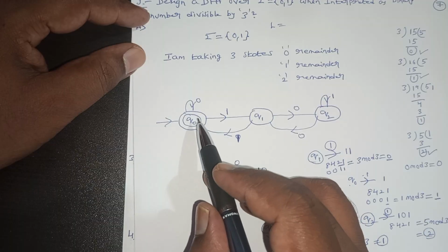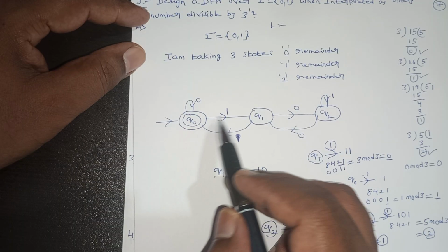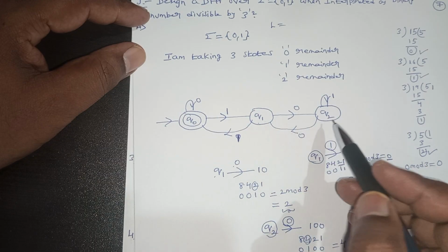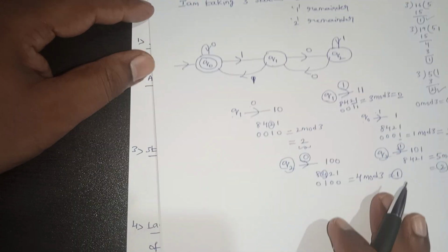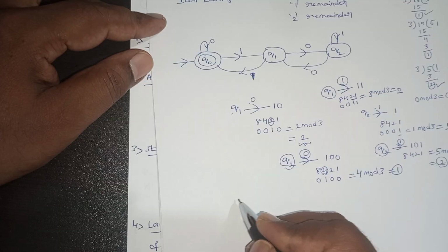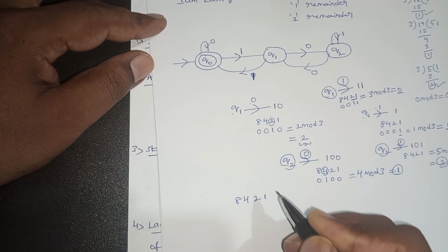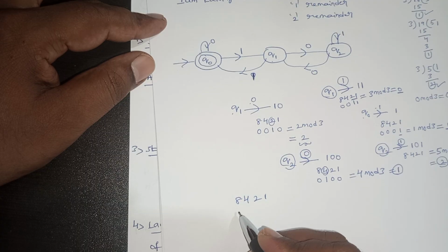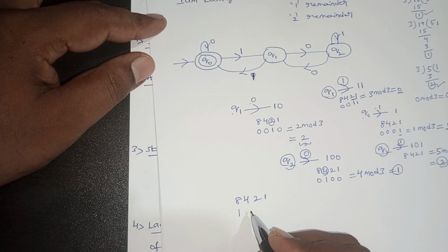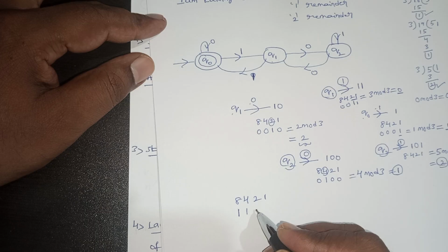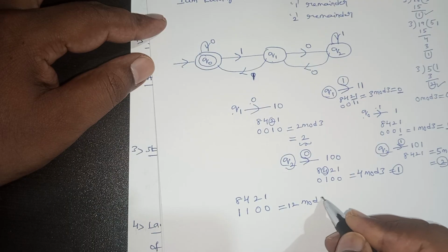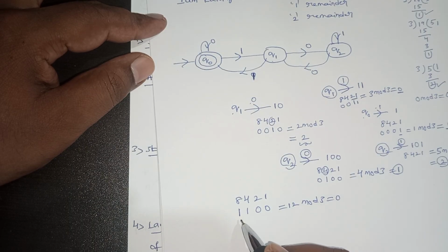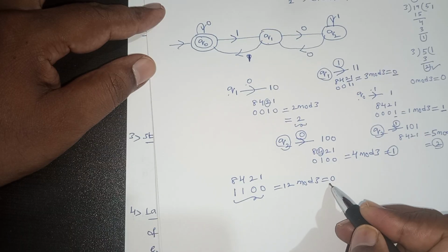Now you see I have formed all the edges: Q0 on 0, Q0 on 1, Q1 on 0, Q1 on 1, Q2 on 0, Q2 on 1. Now take one example string. 8, 4, 2, 1. I am taking 12, so 1 1 0 0, because 8 plus 4 is 12. 12 mod 3, remainder equal to 0. It means when I see this string, I have to go to Q0.